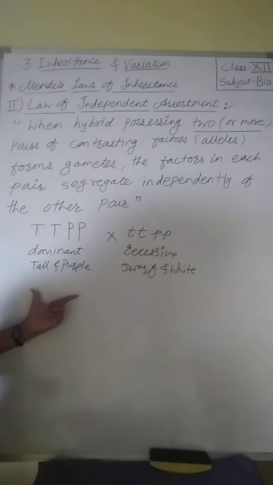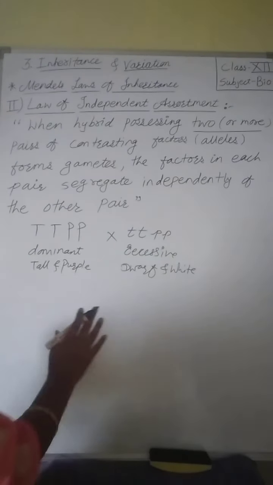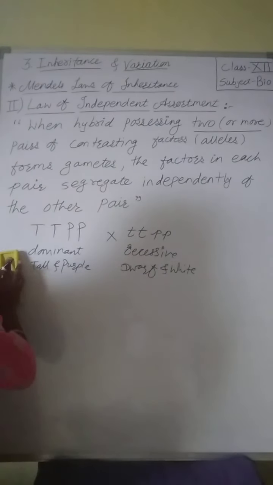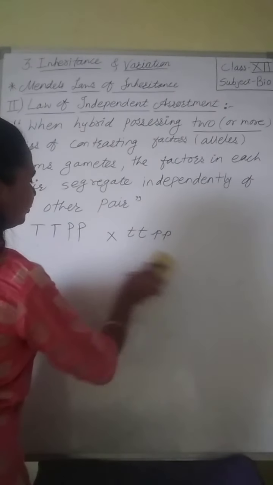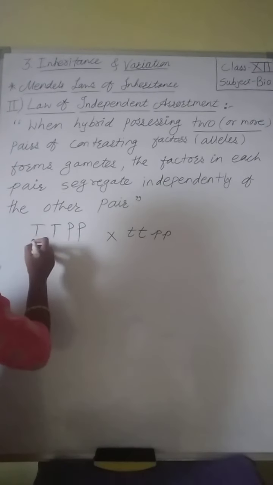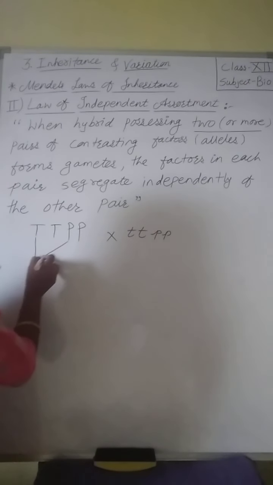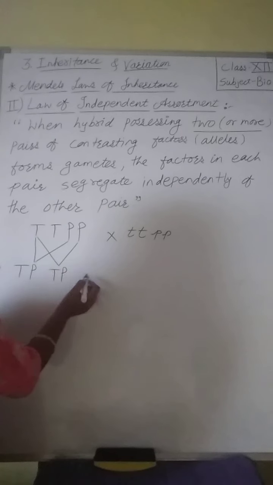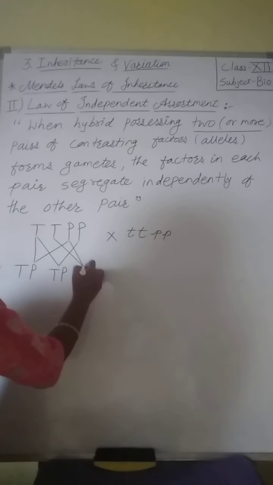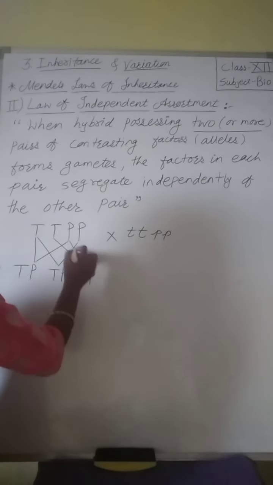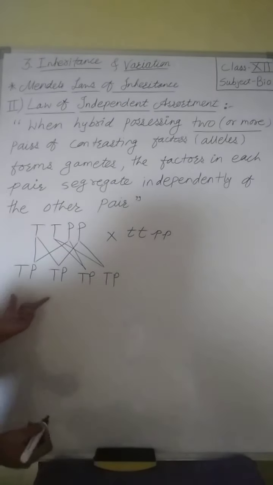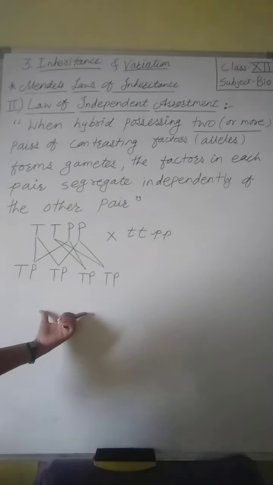When they separate, we will take an example of which type of crossing they will do. This T will combine with this P, forming capital T, capital P. This T will combine with this capital T and capital P. This T will combine with this P, again capital T, capital P. So we get this type of four gametes.